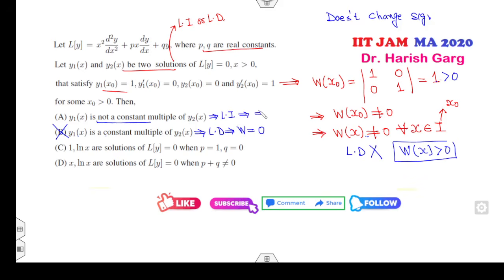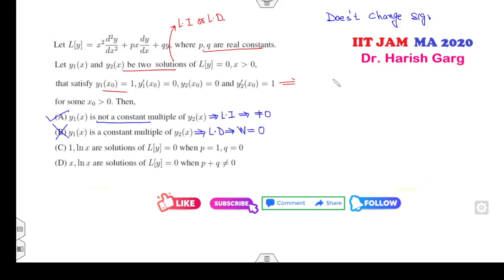If they are LI, that means Wronskian is non-zero. The first option is the correct option. Okay, look at the third option. 1 and ln x are the solutions.